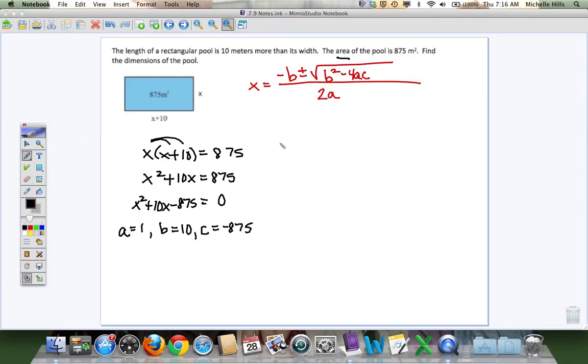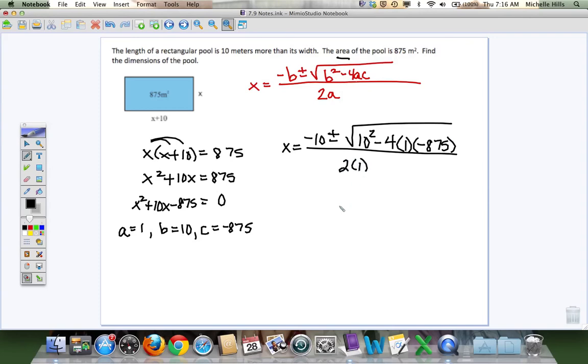So, plugging into that, x equals the opposite of b. If b is positive 10, the opposite of that is negative 10. Plus or minus the square root of, this is to take b and square it. So I'm going to take 10 and square it. In this step, I'm only substituting. Minus 4 times a times c becomes minus 4 times a is 1 times c is negative 875, all over 2 times a, so all over 2 times 1.